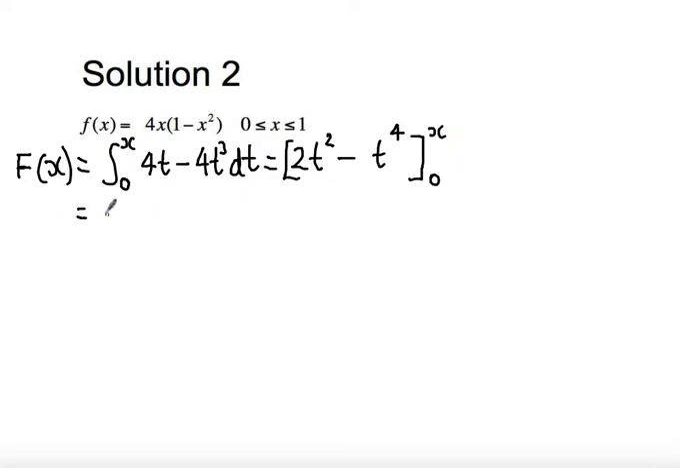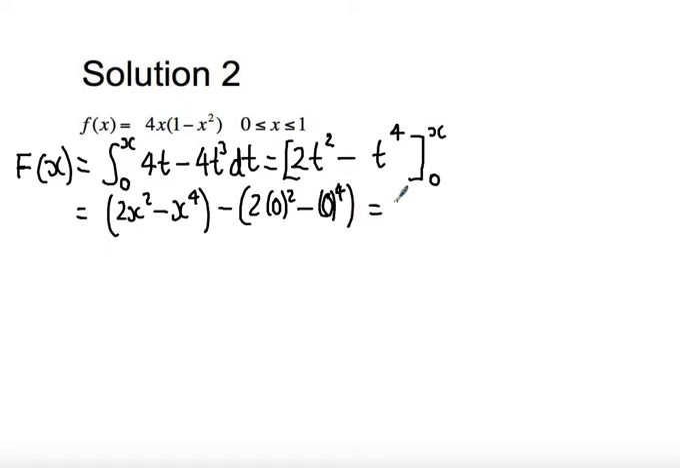So when we evaluate this between 0 and x, I get 2x squared minus x to the power of 4, minus 2 lots of 0 squared minus 0 to the power of 4. So we get left with the function 2x squared minus x to the power of 4. So this is our F of x now, our cumulative distribution function. It is equal to 2x squared minus x to the power 4.